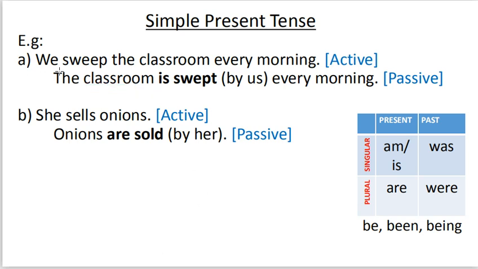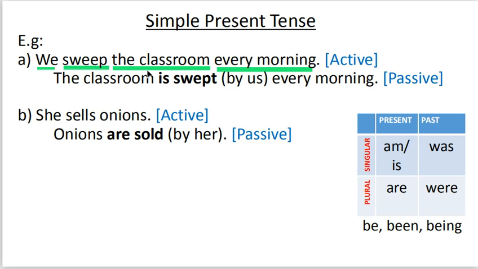We sweep the classroom every morning. This is an active sentence. We is the subject. Sweep is the verb. The classroom is the object. Every morning is an adverbial phrase. The classroom, which is the object, receives the action of sweeping. This happens in the active voice.